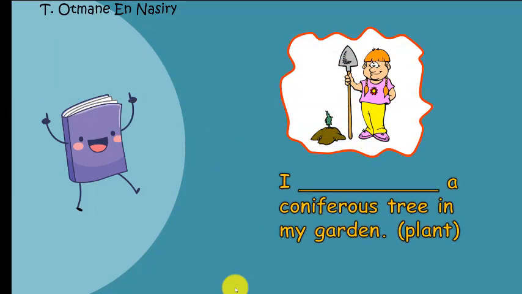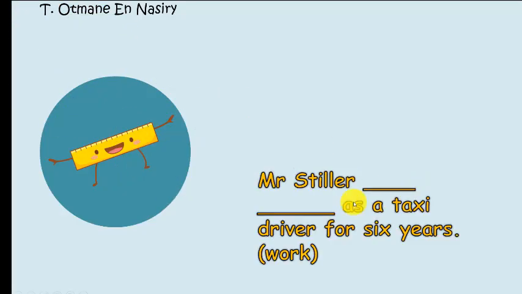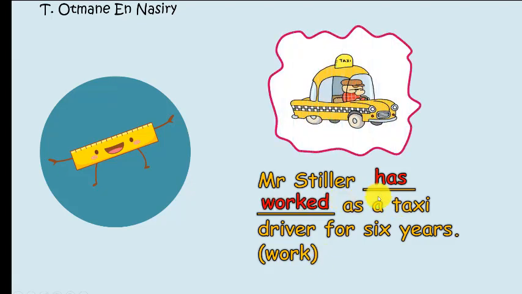Let's do some exercises here. So we have I, and you have the verb plant. So the answer here is I have planted a coniferous tree in my garden. So here we have auxiliary and the verb in the past participle. Mr. Stiller as a taxi driver for 6 years. We have the verb work. So first we need has, which is the auxiliary verb here, and then work. What is the past participle of work? It's worked. So Mr. Stiller has worked as a taxi driver for 6 years.